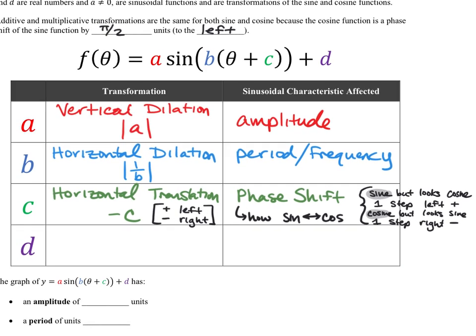The letter D in the function is added at the end. Whenever we took regular functions and we added numbers at the end, what we did was we vertically translated them, the direction that D says. So plus goes up, minus goes down. That's going to be the exact same for us, but in a sinusoidal function, that affects the midline of the graph, which makes sense because you're going to take the whole sine wave and scoot it up, or the whole sine wave and scoot it down. So you're moving the midline of the wave. That's what you're vertically translating.